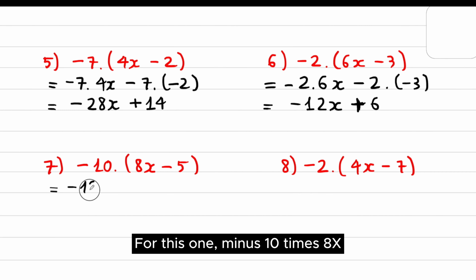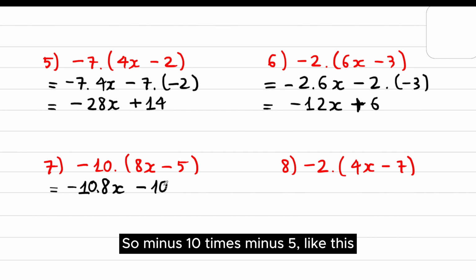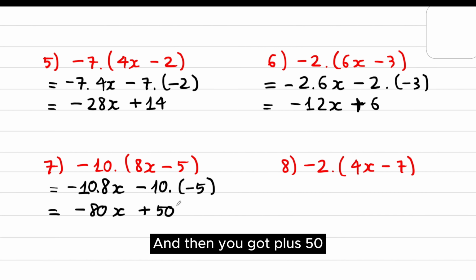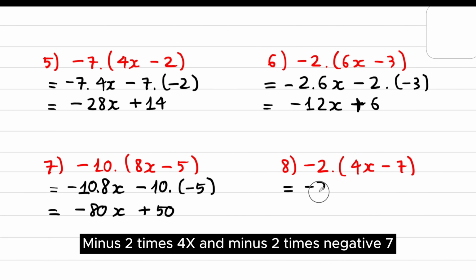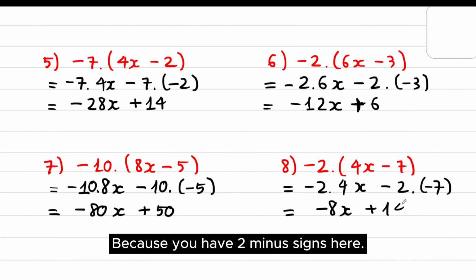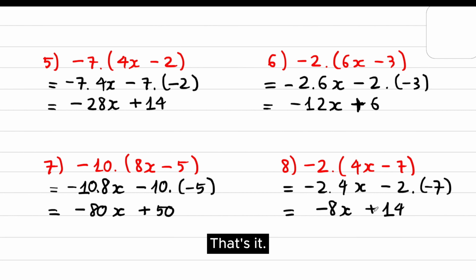For this one, -10 times 8x. Okay, so -10 times -5 like this. And then you get -80x, and then you get plus 50. So -2 times 4x and -2 times -7. This first term will be -8x, and this one becomes plus because you have 2 minus signs here. That's it. Okay, the next 4 questions.